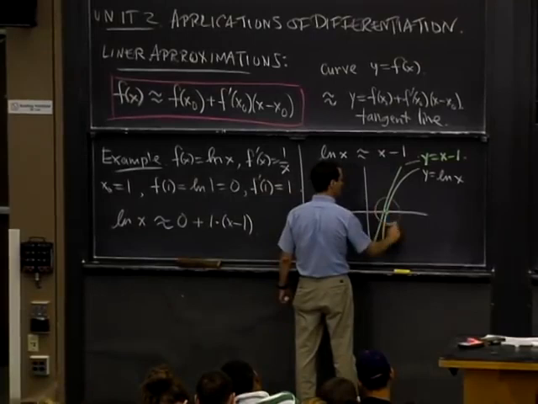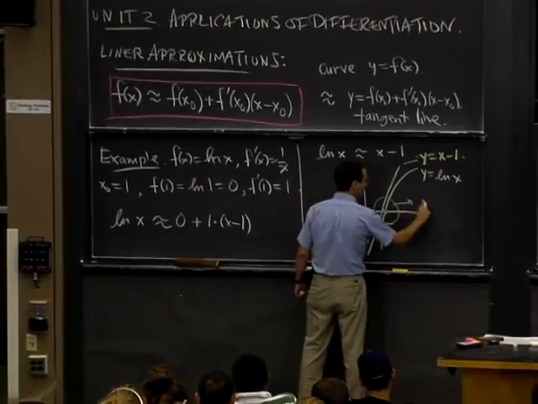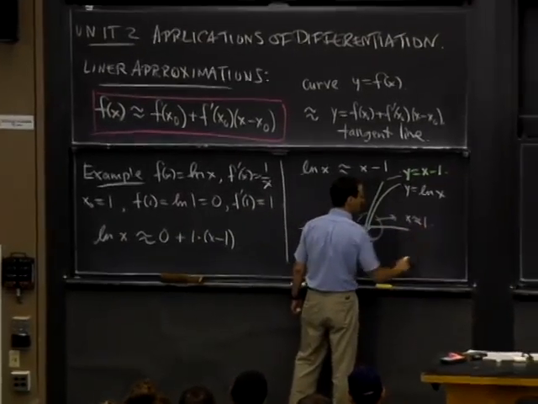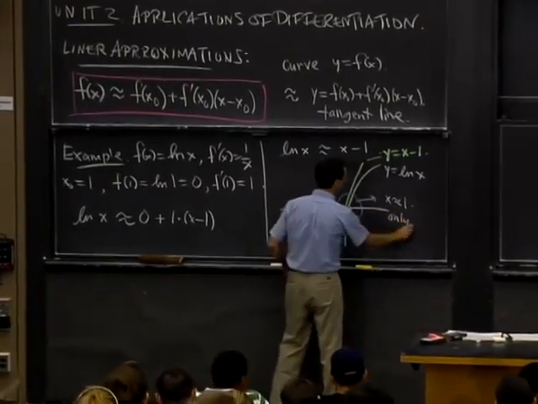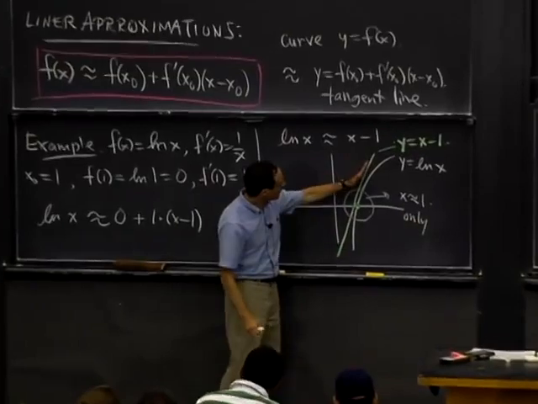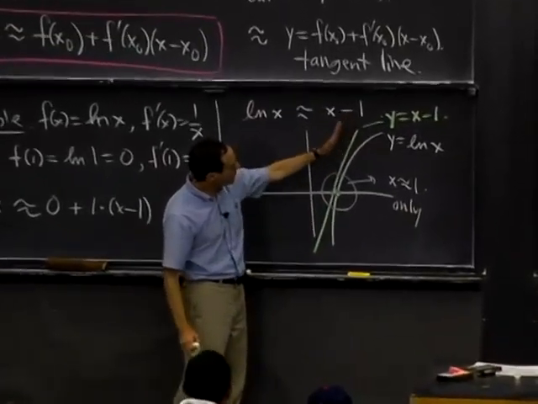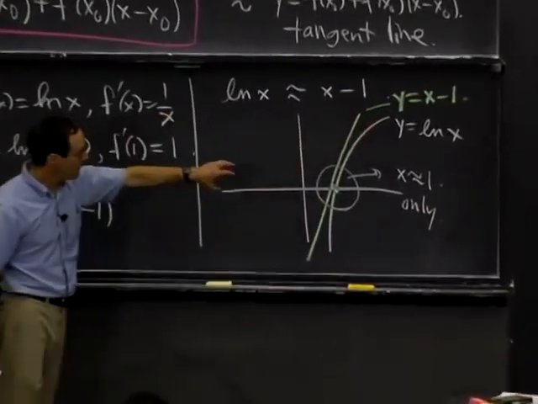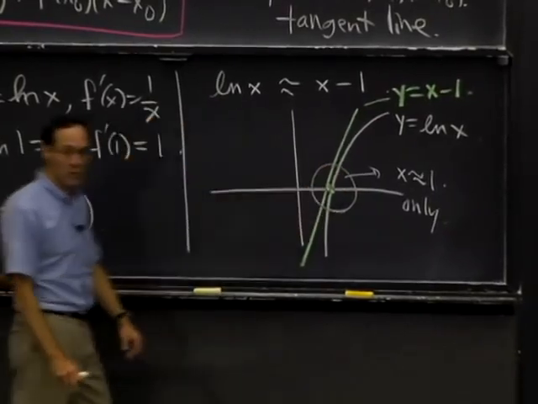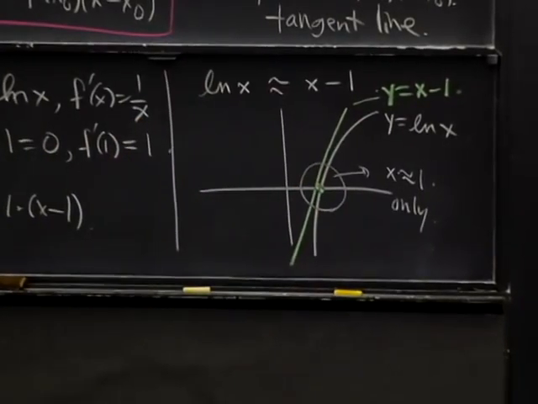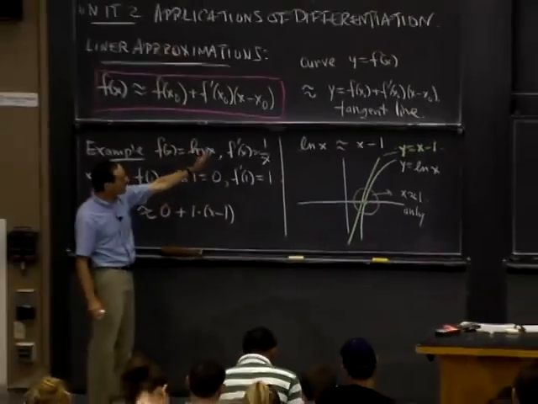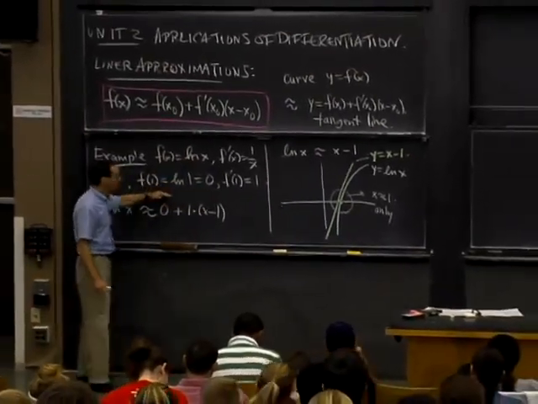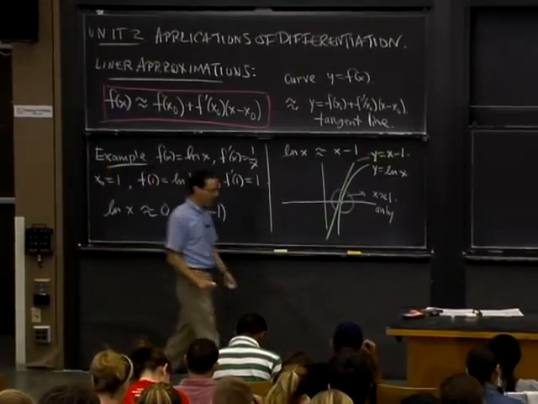So say in this little realm here. When x is approximately 1, this is true. Once you get a little farther away, this straight line, the straight green line, will separate from the graph. But near this place, they're close together. So the idea, again, is that the curved line is approximately the tangent line. And this is one example of it.